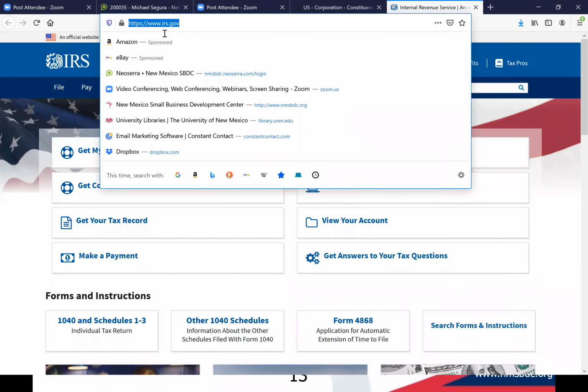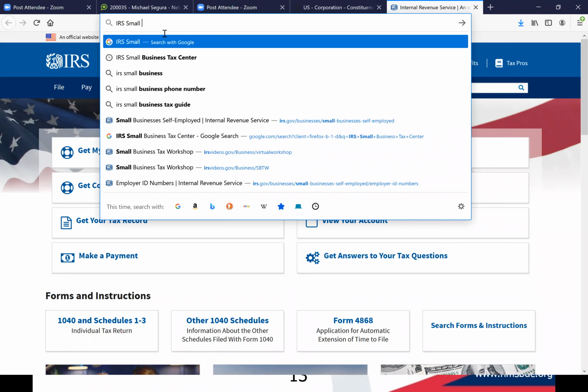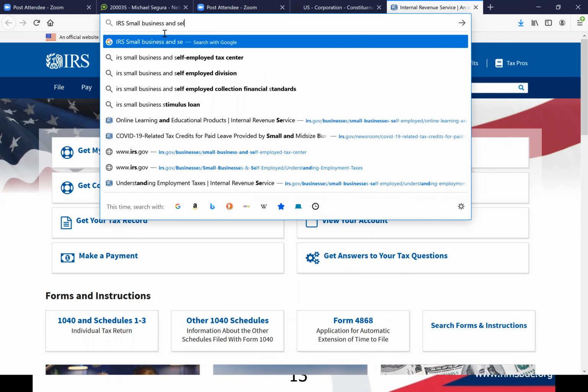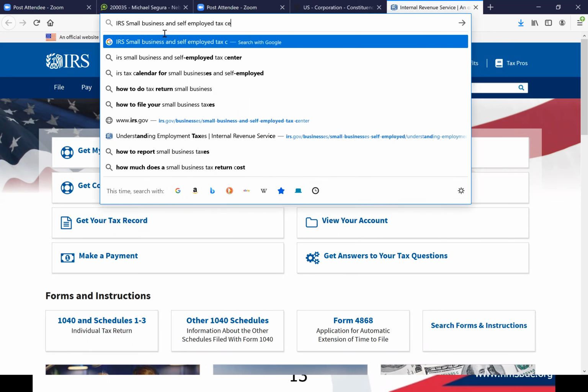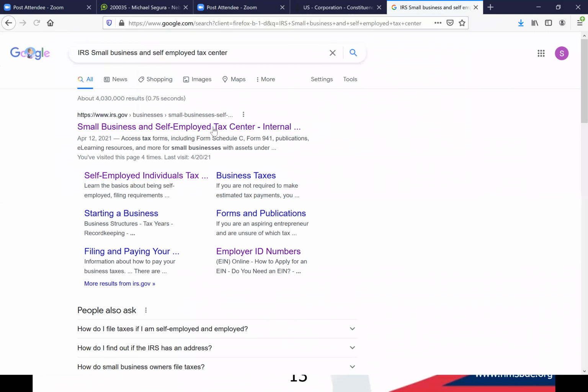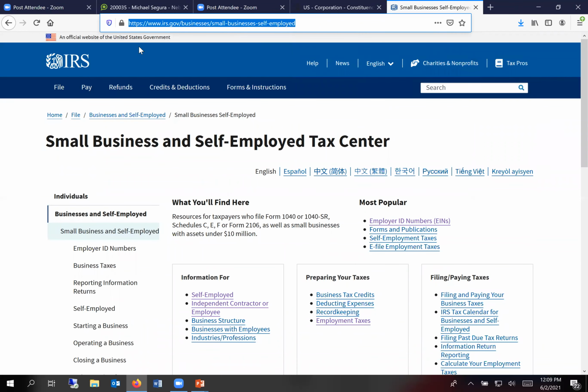And I'll chat this out because I'm almost positive it's in the follow-up email, but I'm not sure. It's the IRS Small Business and Self-Employed Tax Center. And if you're reading the transcript of this recording, it says Texan instead of Tax Center. So I don't think it likes my New Mexico accent. Let me chat this over to all attendees and panelists.